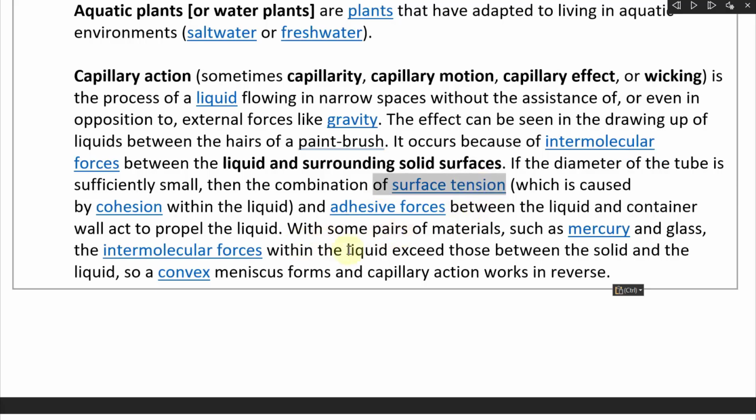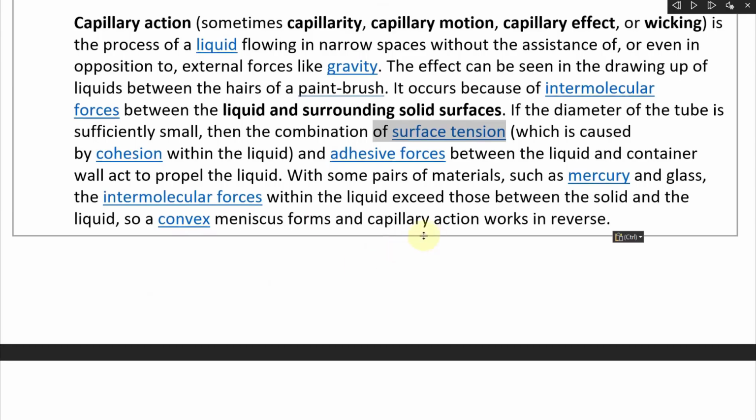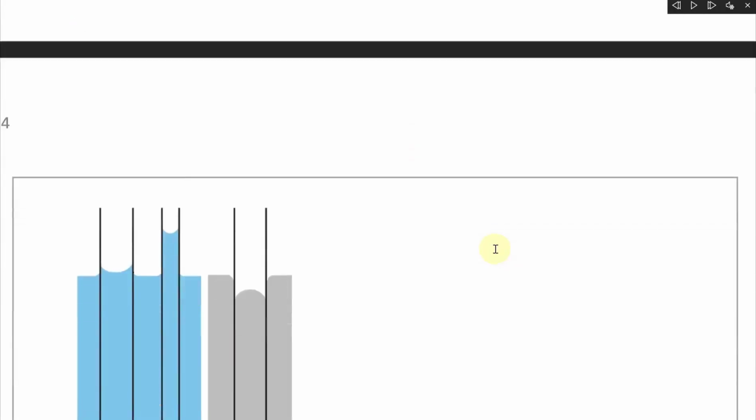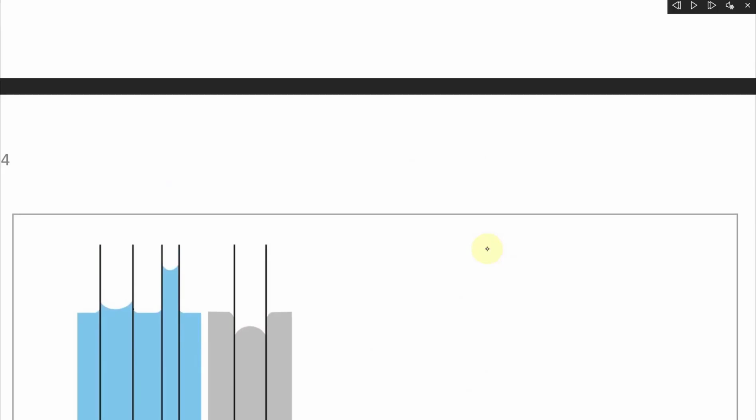However, with some pairs of materials such as mercury and glass, the intermolecular forces within the liquid exceed those between the solid and the liquid, so a convex meniscus forms, and capillary action works in reverse. And the meniscus is this part over here.